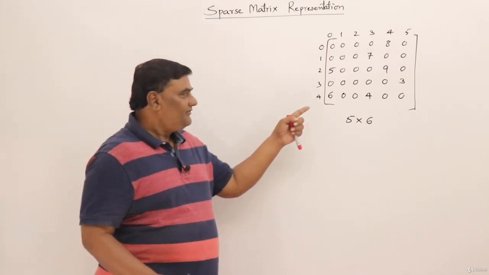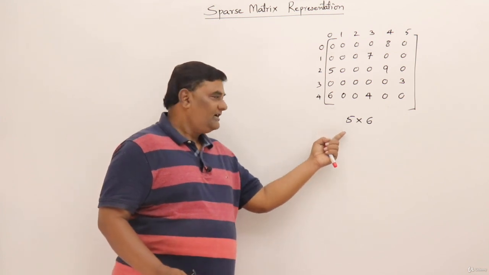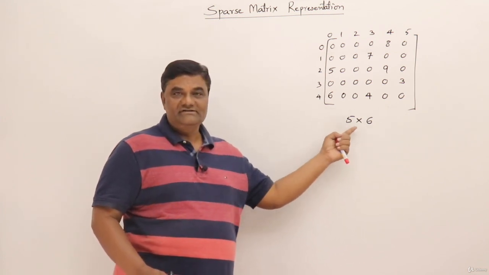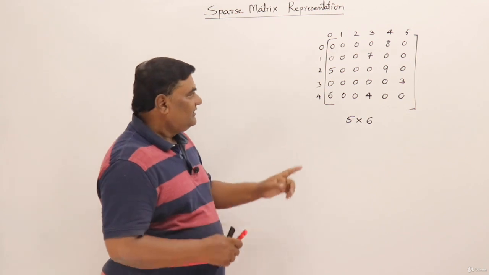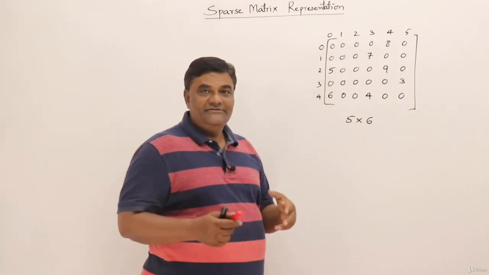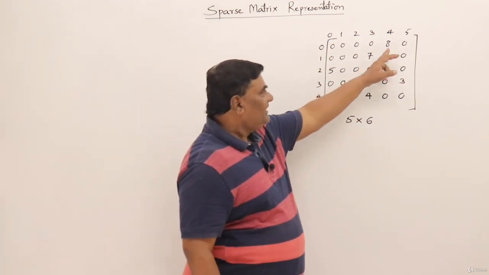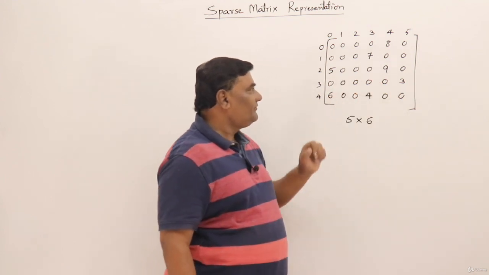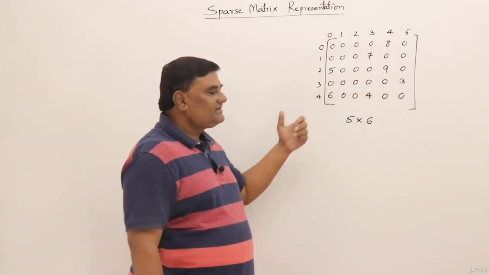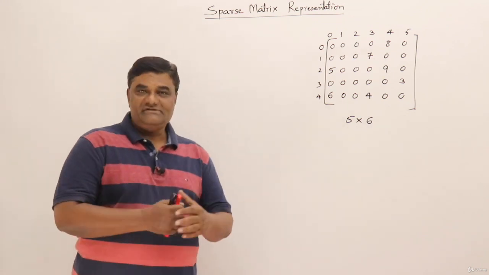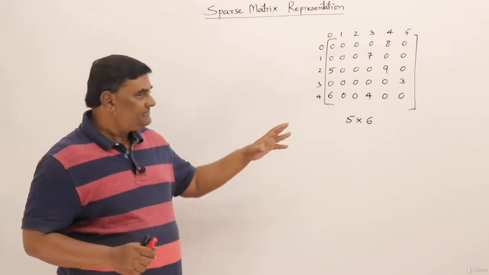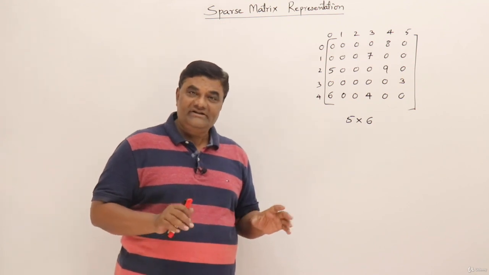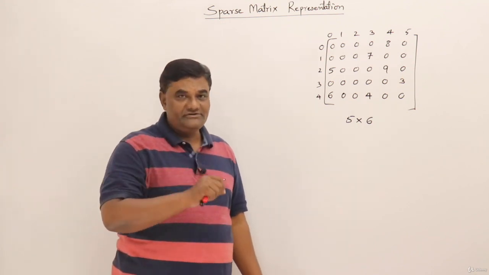I have an example of a sparse matrix of size 5 cross 6, that is 5 rows and 6 columns. A lot of elements are zeros, only few elements are non-zeros: 8, 7, 5, 9, 3, 6 and 4. Just 7 elements are non-zero. Now how to represent this? For representing a sparse matrix, we want to avoid storing zeros. We want to store only non-zero elements.